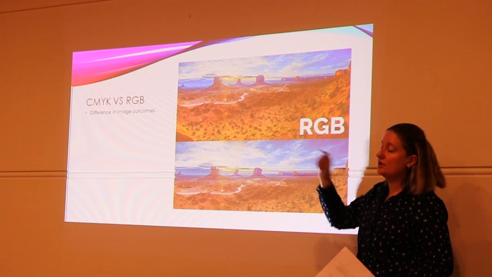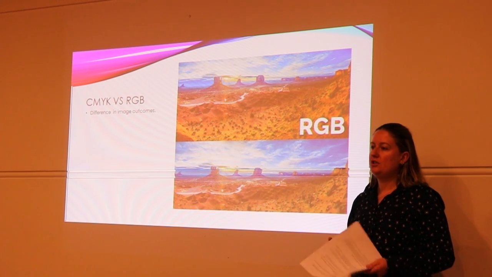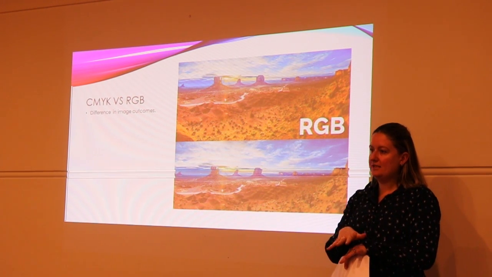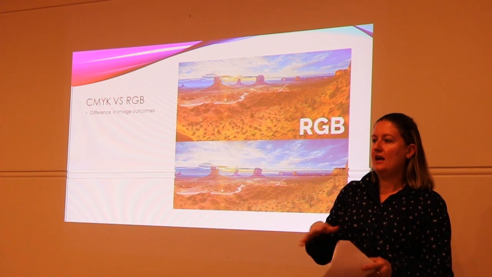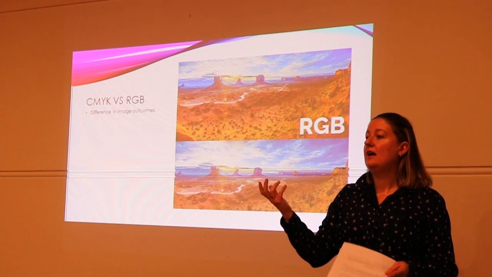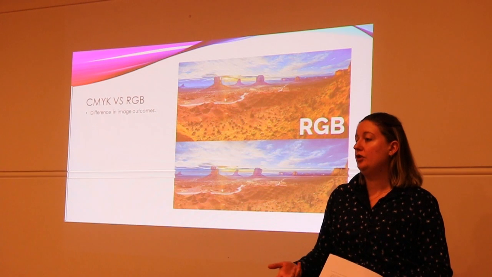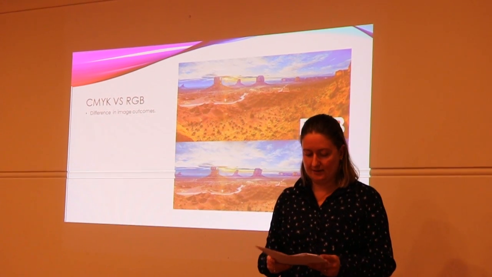In the clouds you actually get more detail, and in the shadows you get a bit more detail, because it's using a 4-layer process to print. That gives you more depth of colour. Whereas with RGB, yes, it's brighter, but you do lose detail because it's only using a 3-colour process.